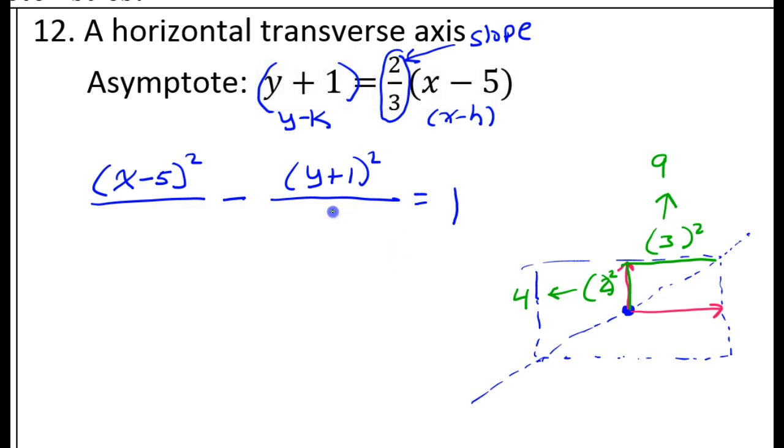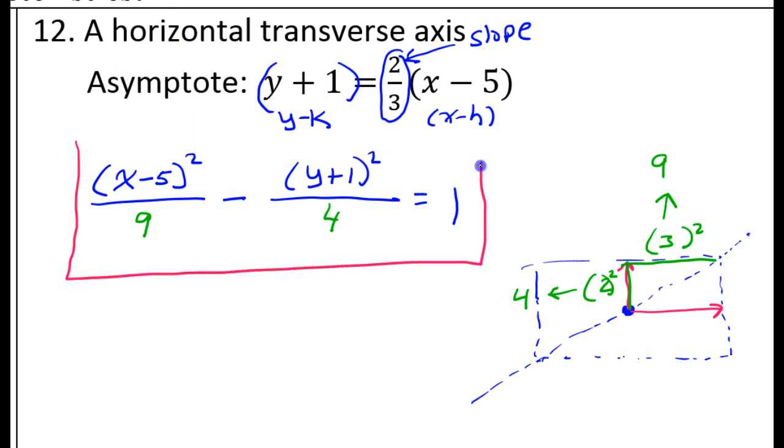All that matters is, if I want to know which one goes in which denominator, look which one is horizontal and which one's vertical. The horizontal one belongs with the x. The vertical one belongs with the y, because, you know, x direction, y direction. So the 9 came from the horizontal, so the 9 belongs with the x. The 4 came from the vertical, so that belongs with the y. So that's it. This is my standard form equation of the hyperbola.